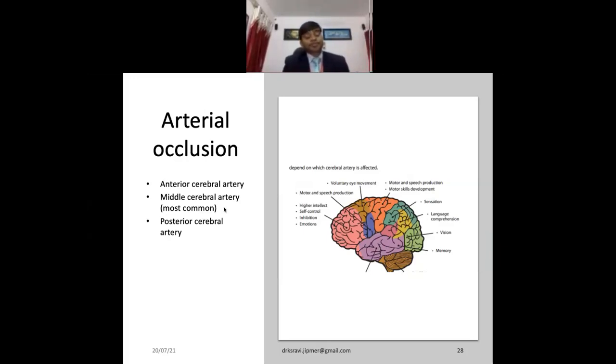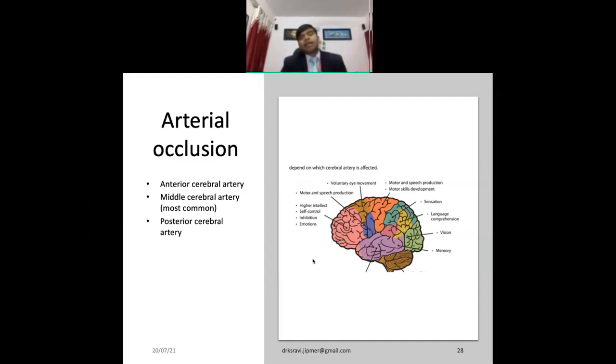Then next, when you talk about the posterior cerebral artery, when there is an occlusion of the posterior cerebral artery, what will happen? There will be contralateral homonymous hemianopia, due to the involvement of the visual cortex. Because if you remember, the posterior cerebral artery is basically supplying the occipital lobe, the posterior portion. So because of that, you will find this.